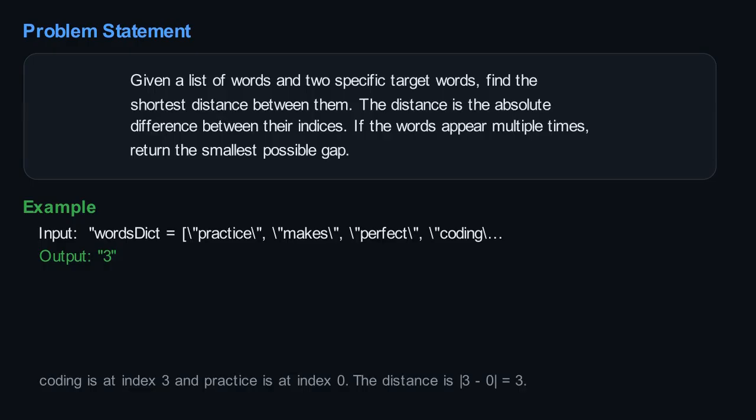Imagine we have a list containing practice, makes, perfect, coding, and makes again. If we're looking for the distance between coding and practice, we see coding is at index 3 and practice is at index 0. The distance is the absolute difference between those indices, which is 3. We need to return the smallest possible gap if the words appear multiple times.